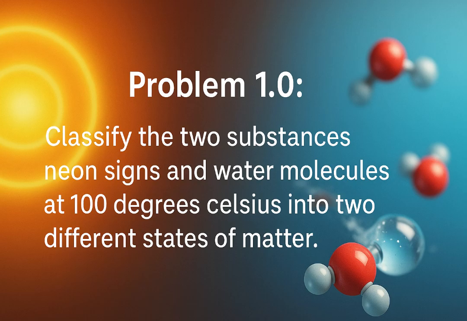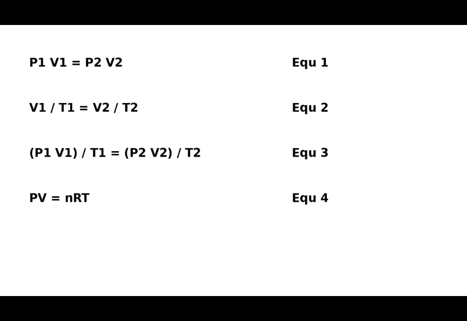Problem 1.0. Classify the two substances, neon signs and water molecules at 100 degrees Celsius, into two different states of matter. 2.0. Ideal gas equations and their derivatives.